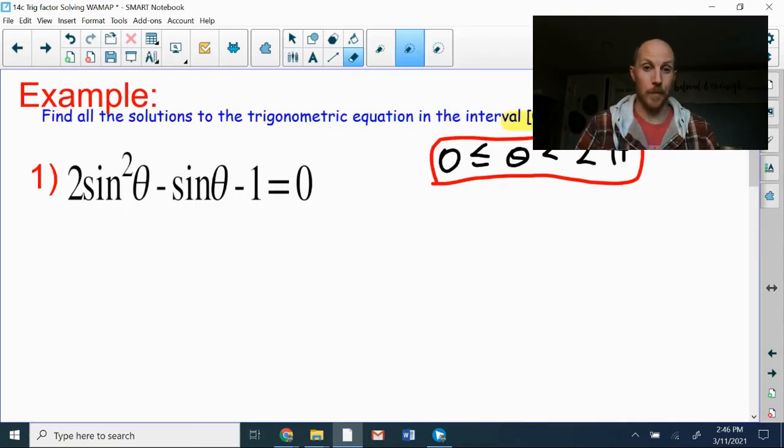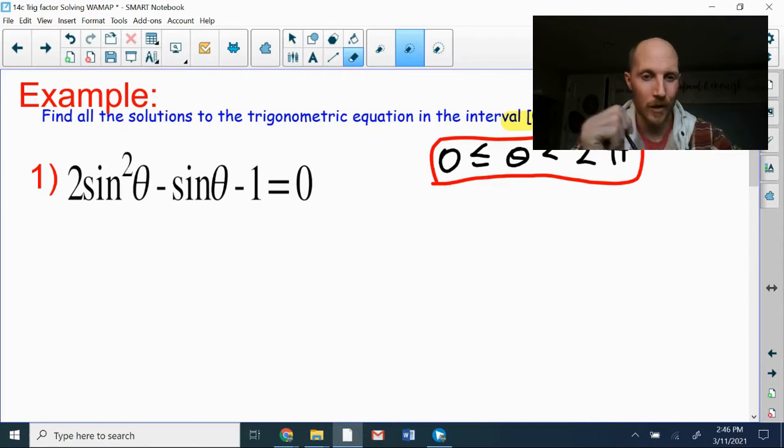Example number 1. Find all the solutions for the trigonometric equation in the interval, and then highlighted in yellow in the directions is interval notation we haven't learned yet. So I've translated it: when you're looking for values of theta between 0 and 2 pi, the things that exist on the unit circle, none of that extra business, extra rotations. So here's our equation. 2 sine squared of theta minus sine of theta minus 1, and that is equal to 0.